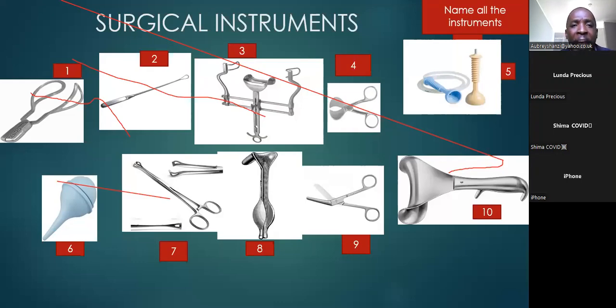Then we have number 3. It's a self-retaining retractor. But of course, I get surprised when people can't identify a cord scissors and an episiotomy scissors. That is like the saddest thing. I see episiotomy scissors and that cord scissors.